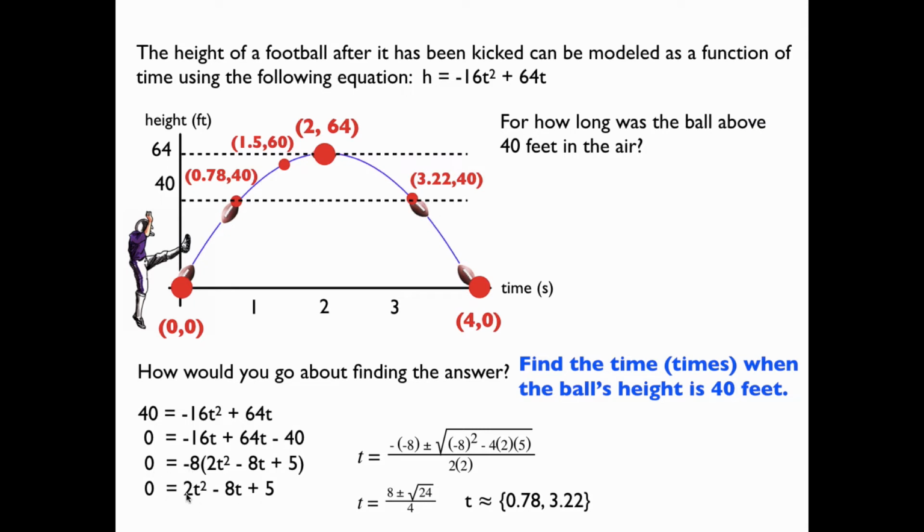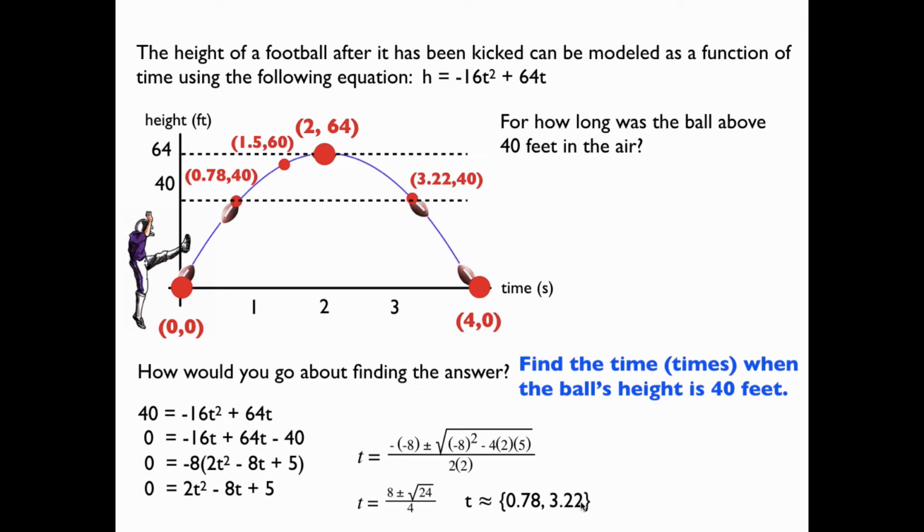So we're going to plug in 2, negative 8, and 5 for our a, b, and c into the quadratic formula. Simplify. There's our precise answer, but we need actual usable values. So we use decimal equivalents. And we know that the football was at a height of 40 feet at approximately 0.78 seconds and 3.22 seconds. So we want to know, when was the football above 40 feet? So we're looking for the interval between that. So if you got this far, that's great, but that's not how to answer the question.